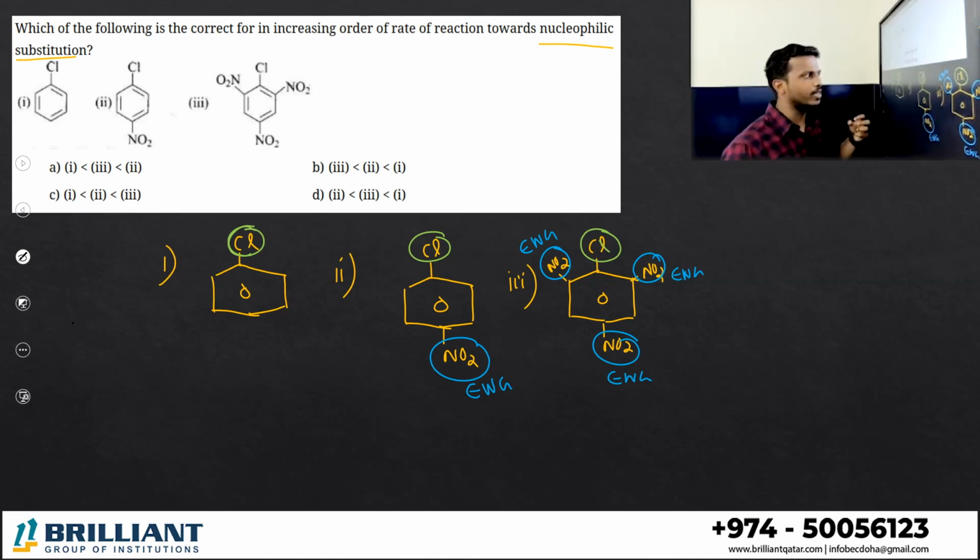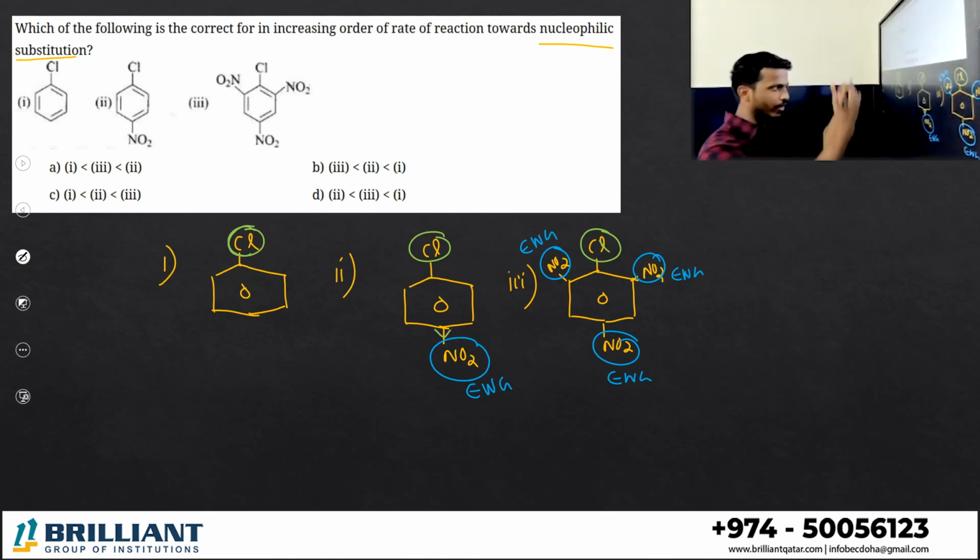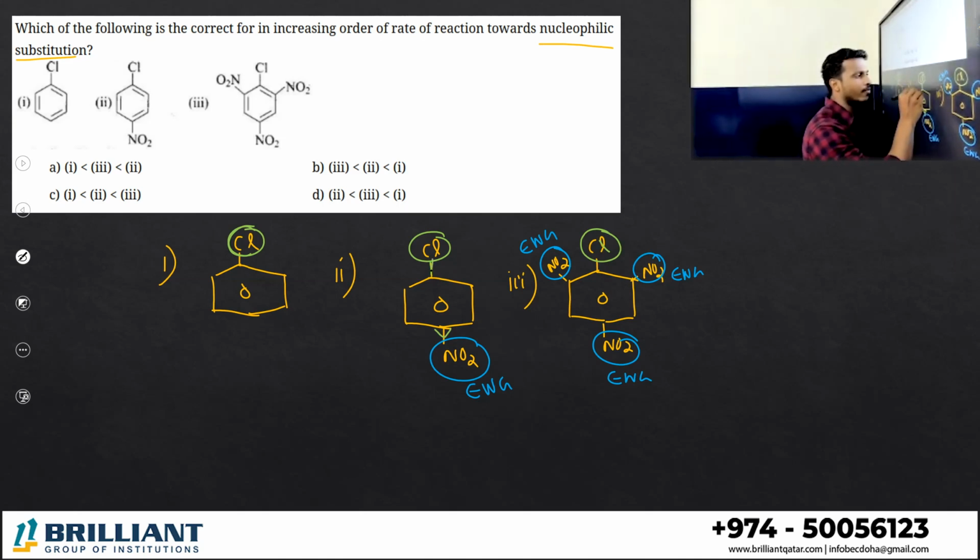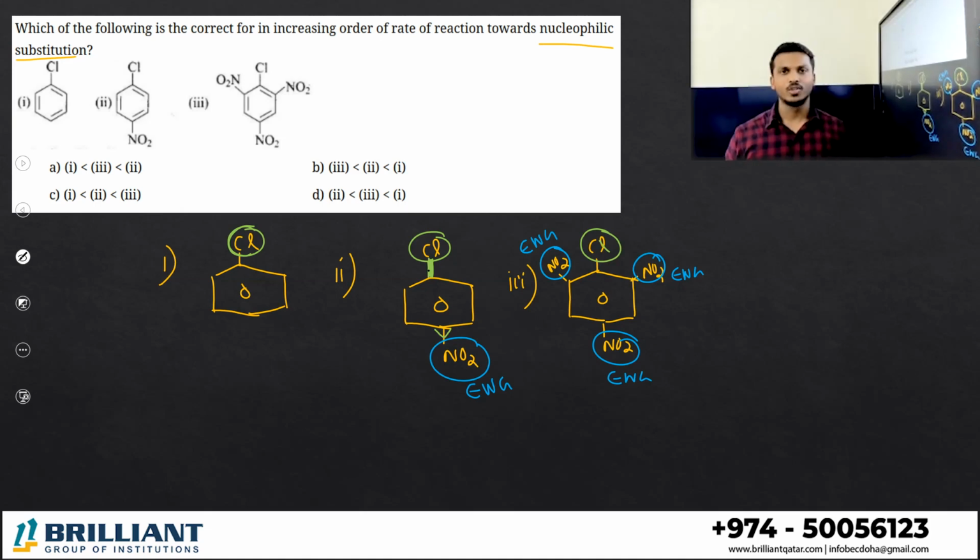Electron withdrawing group means, the first compound doesn't contain an electron withdrawing group. The second compound contains an electron withdrawing group. So it will try to withdraw, or try to take all the electron from the benzene ring towards it. So what happened? Even from this carbon chlorine bond, it will try to pull electron. So the carbon chlorine bond becomes weak.